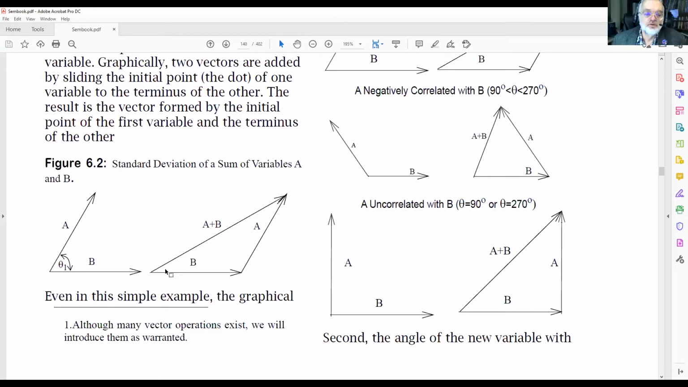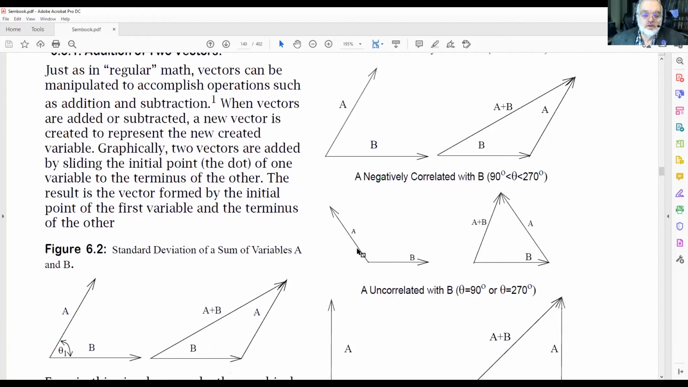And so, for examples, this is an example of two variables that are positively correlated because this angle is less than 90 degrees. This is an example of two variables that are negatively correlated because the angle is greater than 90 degrees. But if I do the same thing, I take this variable and I slide that point on A over to the endpoint of B, the length of this line is the standard deviation that would result if two variables were negatively correlated. Is that working, Andres? Yes, thank you. Okay.